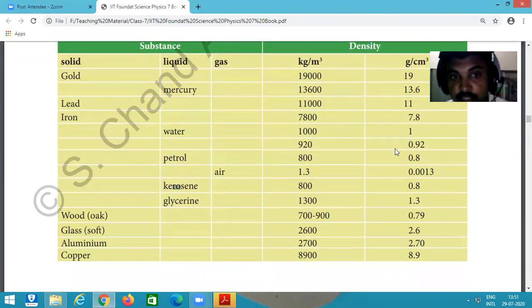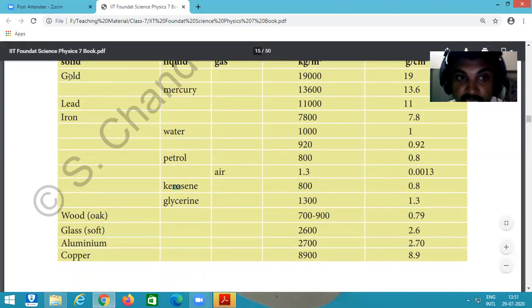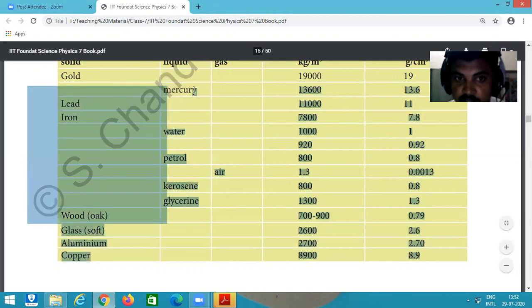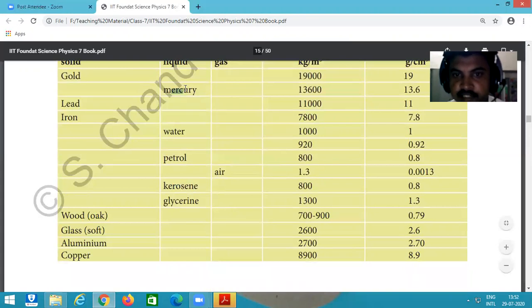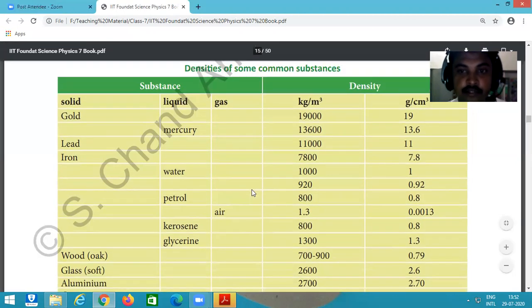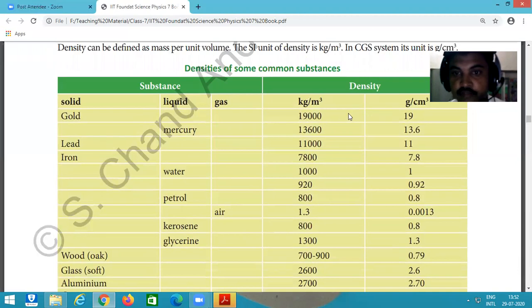According to this table, the substance with the highest density is gold. Gold has higher density in comparison to iron also. In liquids, because it is a metal, mercury has the highest density in comparison to other liquids. Among liquids except mercury, water has the highest density. And in the gases, air has the highest density. These are the units of density, there are two types, and we saw the density of different objects.